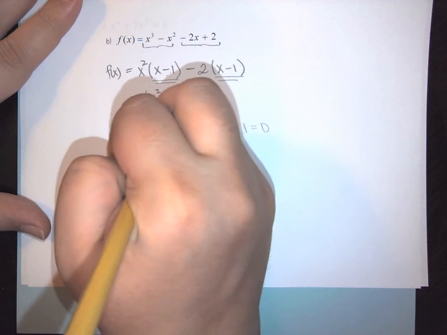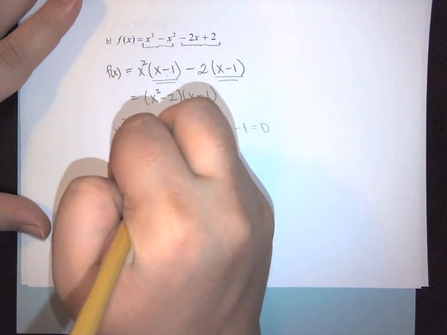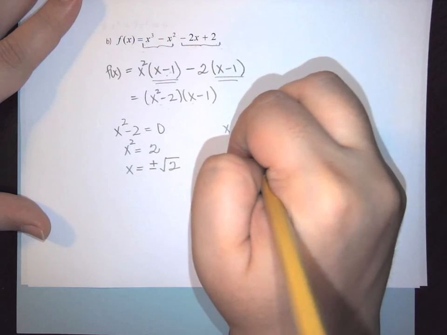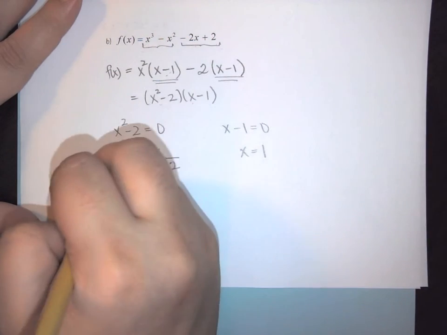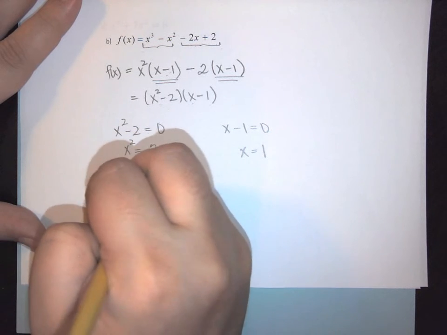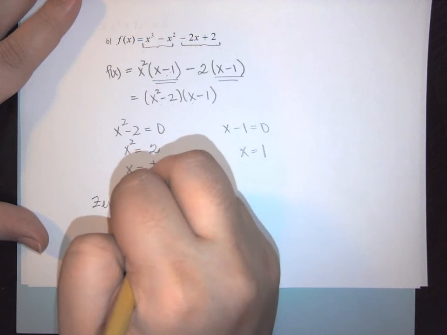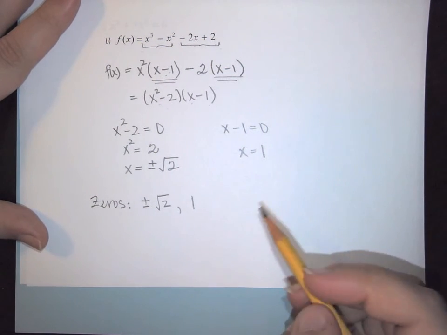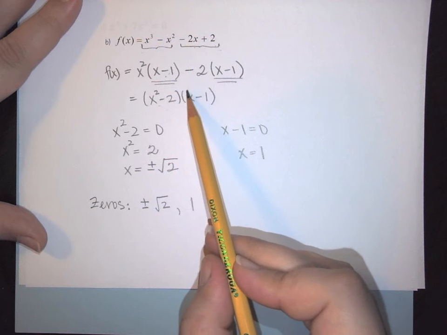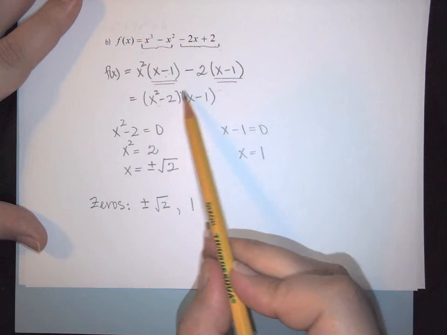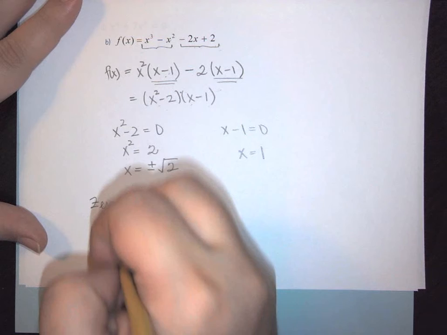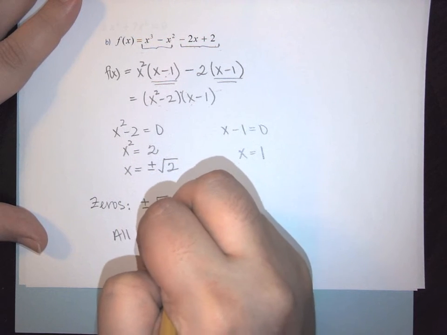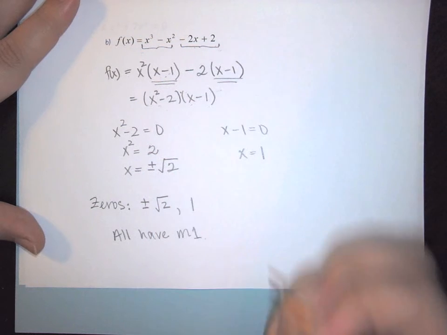So x squared equals 2, so x equals plus or minus the square root of 2. And then over here I have x equals 1. So when we're looking at the zeros, we have plus or minus the square root of 2 and 1. Now the other thing you can notice is the powers on each of these factors is a 1. So they all have a multiplicity of 1.